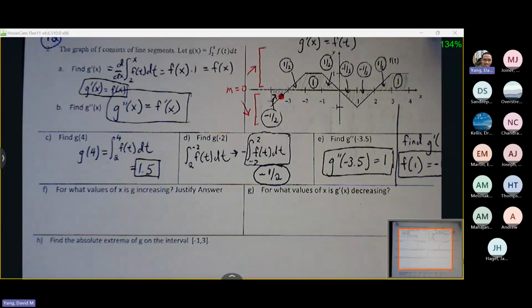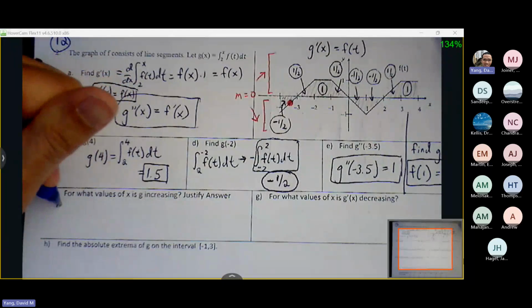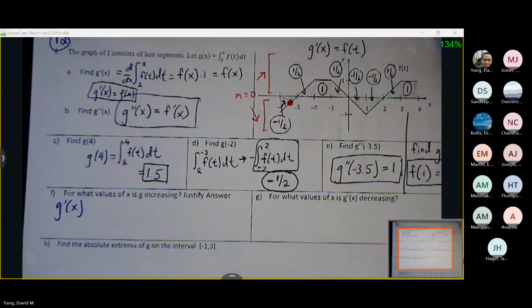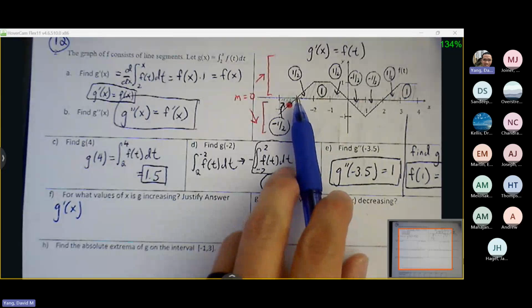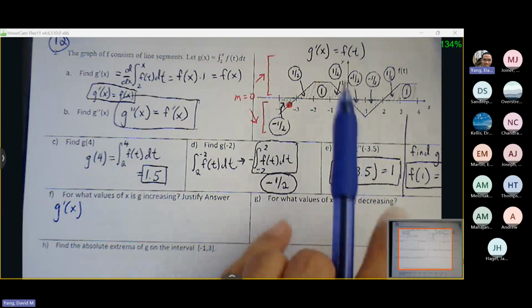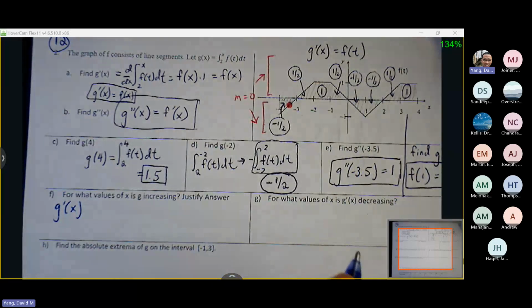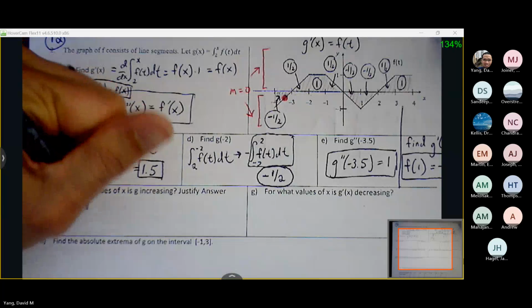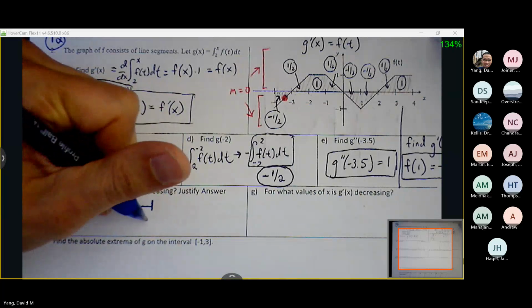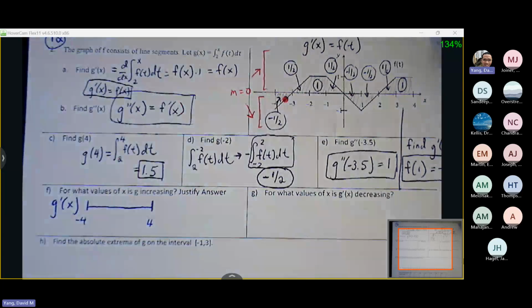So we start off, let's build our G prime sign line. First, by locating your x-intercepts, so -3, 0, and 3, and then endpoints from -4 to 4. Let me try that again.